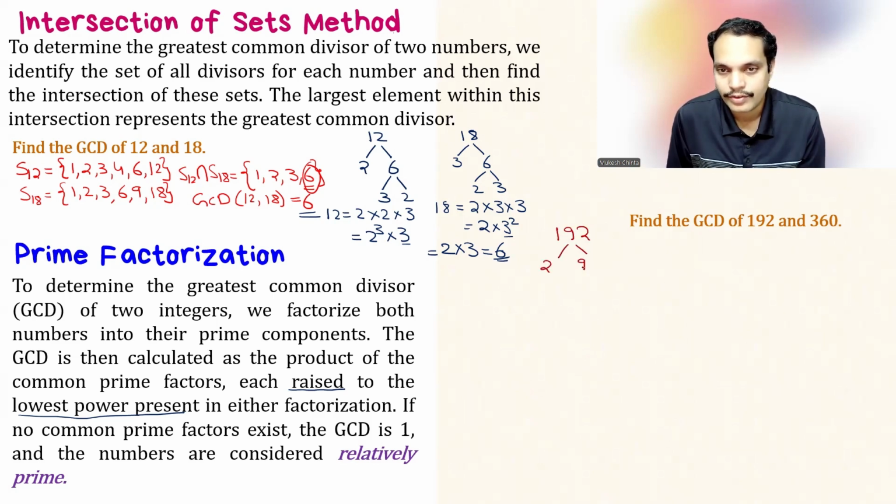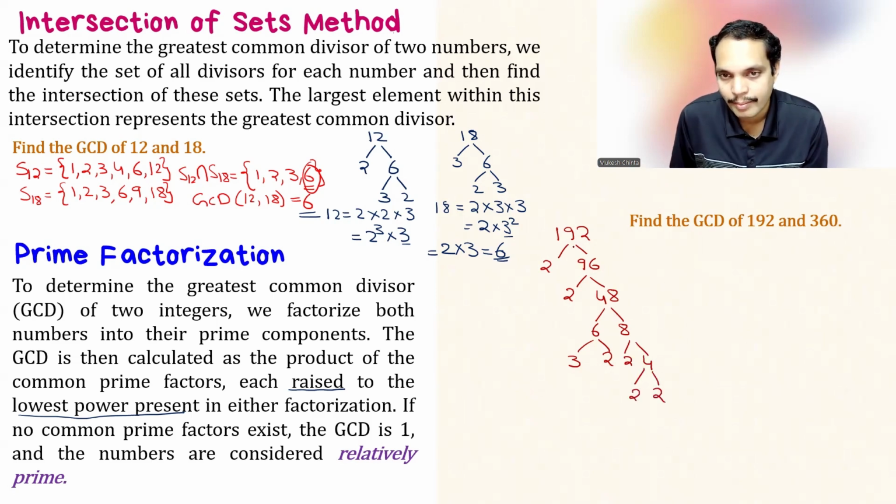2 and 96. So 96 once again can be written as 2 and 48. 48 can be written as 6 and 8. And 6 can be written as 3 and 2. 8 can be written as 2 and 4. Once again, 4 can be written as 2 and 2. So you have broken down the number 192 into its corresponding prime factors.